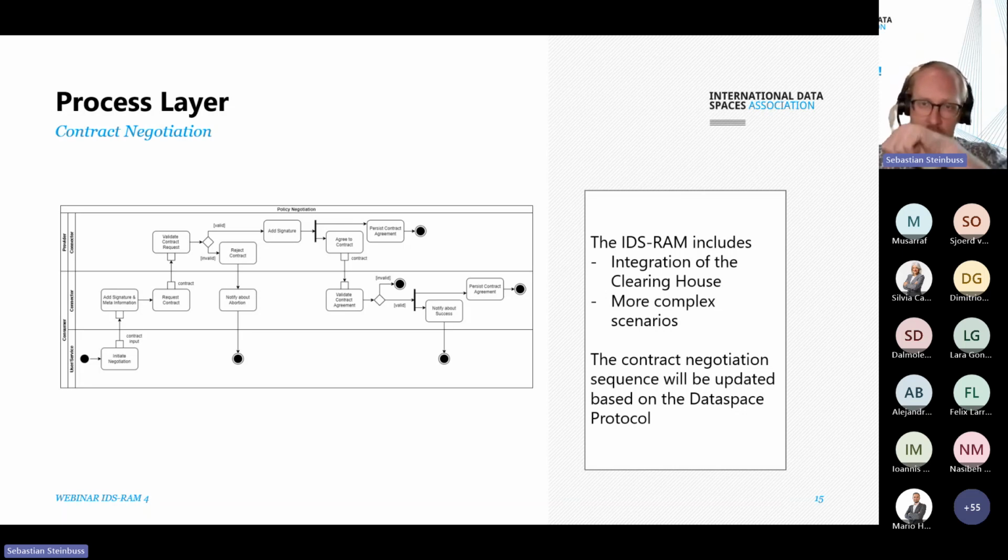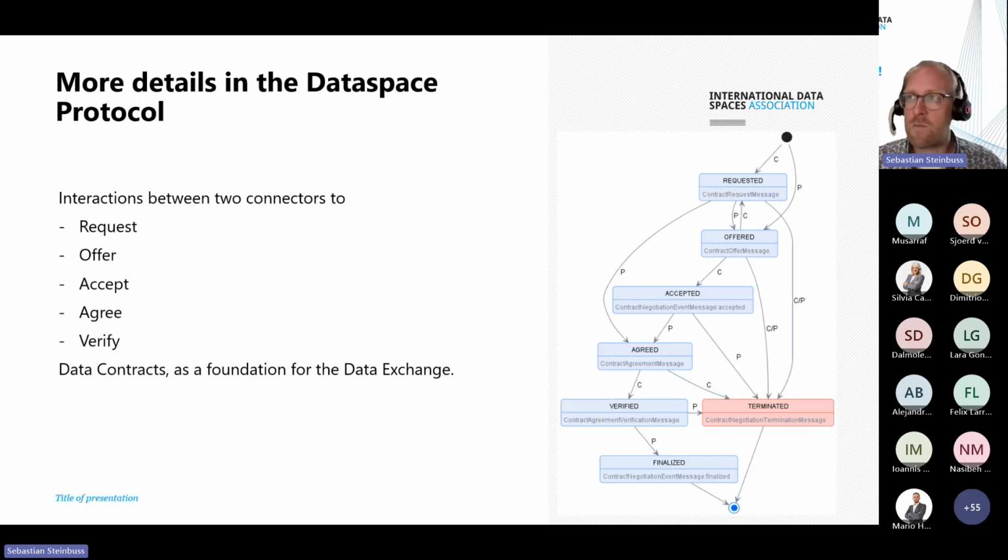But this is the process perspective, and this is in far more detail in the Dataspace protocol, where we have described, in more technical detail, how the two connectors can interact with each other to request a data offering or to create a data offering, to accept the given offering, and then have an agreement between both parties that can also be verified then.